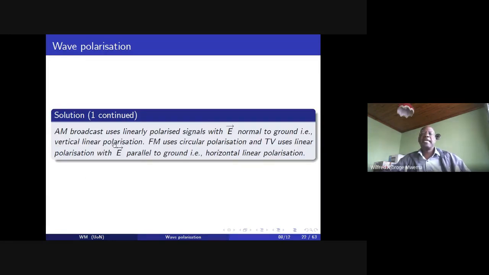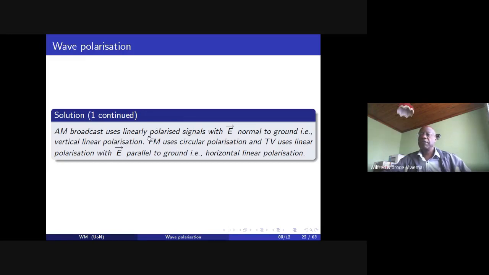In many cases, if you are employed by a radio company such as Kiss FM or KBC and so forth, when you are using amplitude modulation broadcast, you'll be using linearly polarized signals, with E usually normal to ground. That is, we can call it a vertical linear polarization.